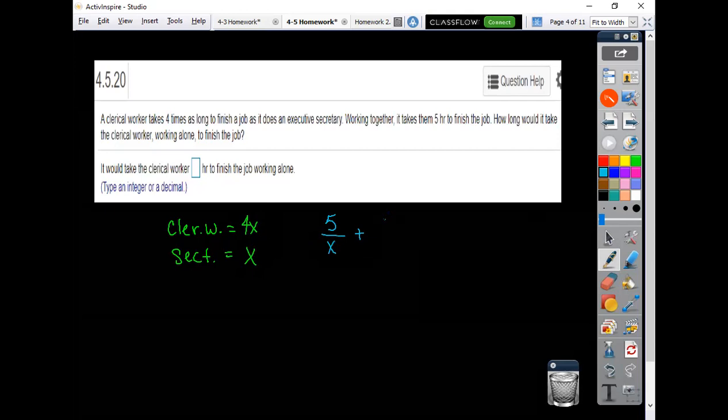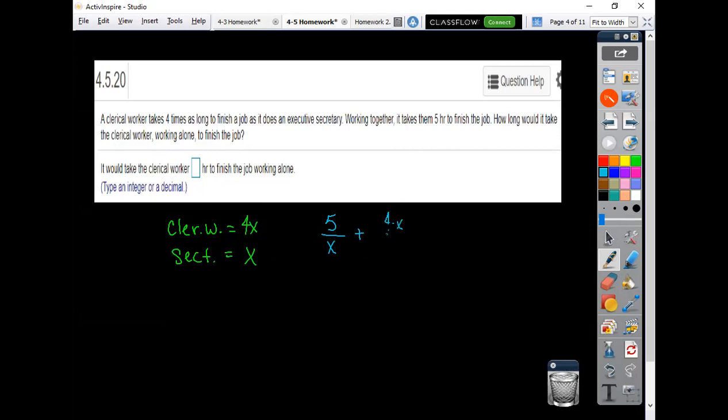So the clerical worker would do, the other way around, 5 hours out of the 4X that it takes the clerical worker total time to do the job. And then the two of them working together are going to do the full job. So using our rational function skills, we want to get rid of those denominators. Multiply the whole equation by 4X. Multiply this 5 over X by 4X, the X's would cancel, leaving 4 times the 5, or a 20.